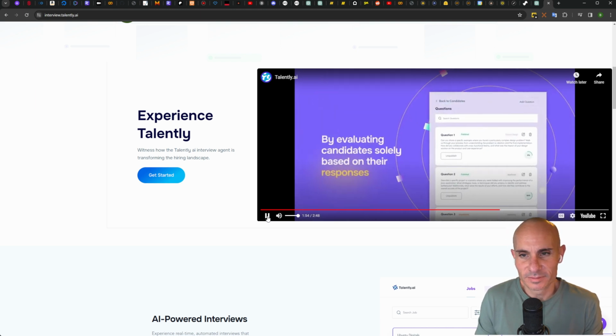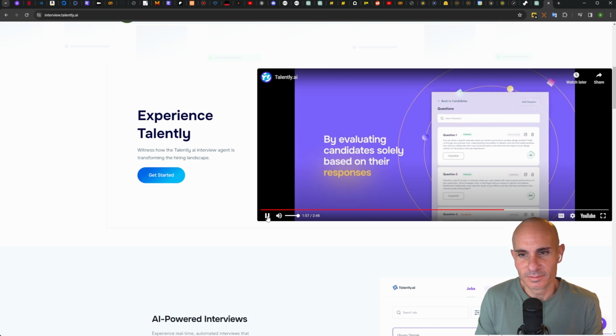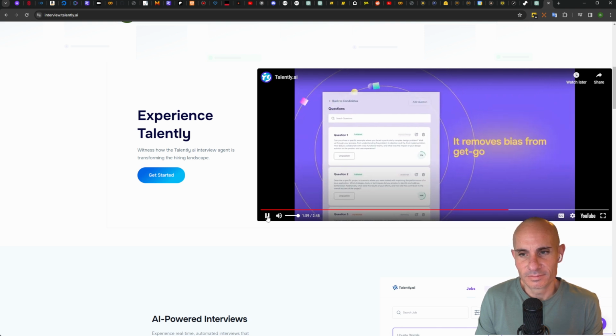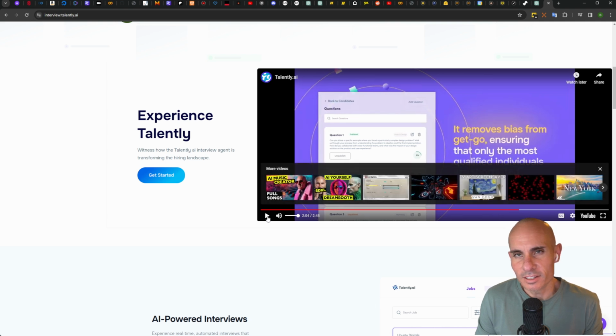By evaluating candidates solely based on their responses, Talently removes bias from the get-go, ensuring that only the most qualified individuals are shortlisted. I do like this. I think being the most qualified candidate for a job sometimes can get glossed over because of, not just biases, I don't think that's the biggest part, but personality types, things like that. Sometimes you're not yourself in a job interview. Maybe you're extra nervous for some reason.